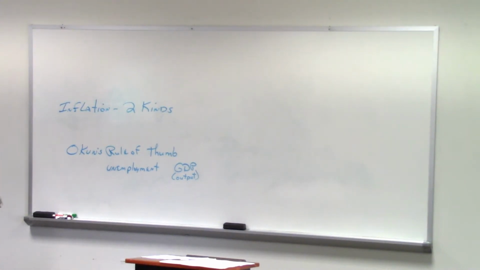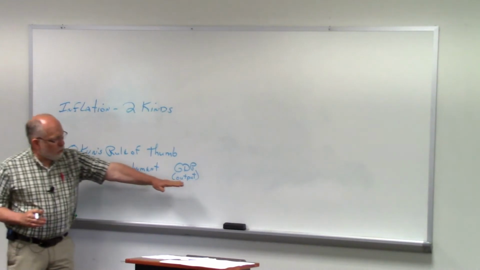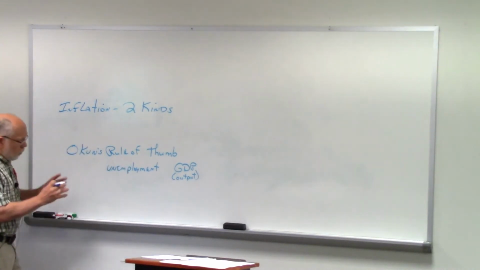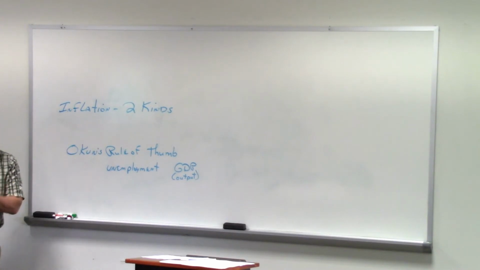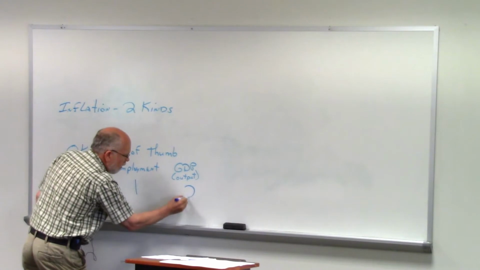Okun's Rule of Thumb. Now, this rule of thumb is simply an observational correlation. It's not necessarily a cause and effect relationship. It's just an observable correlation. So with Okun's Rule of Thumb, you've got unemployment here, and you've got output, GDP, here. And Okun's Rule of Thumb says there's a 1-to-2 relationship between this guy and that guy.